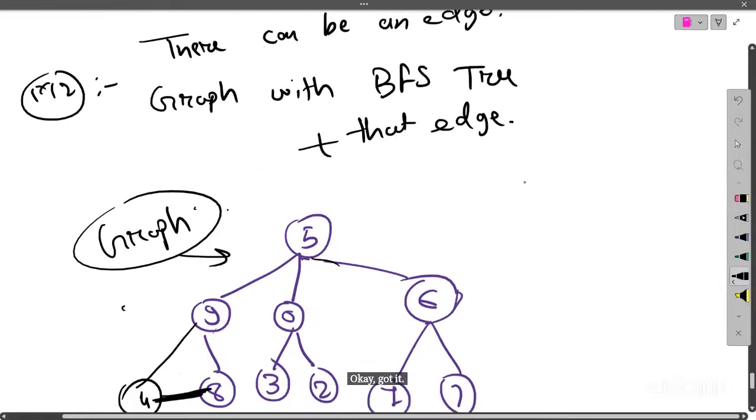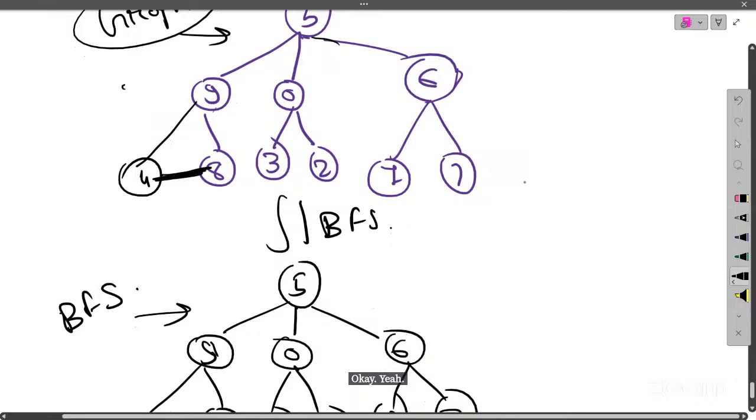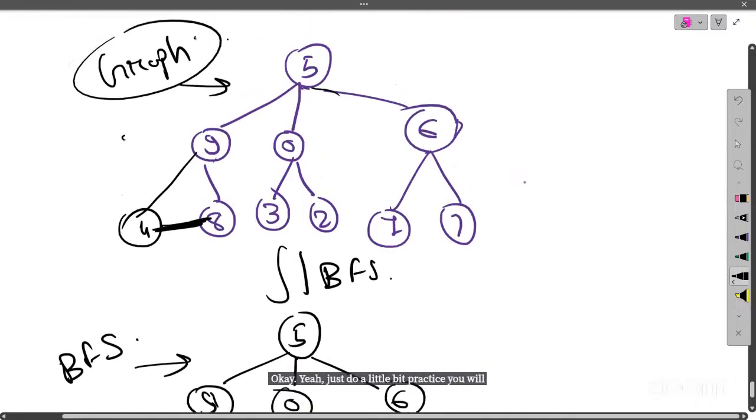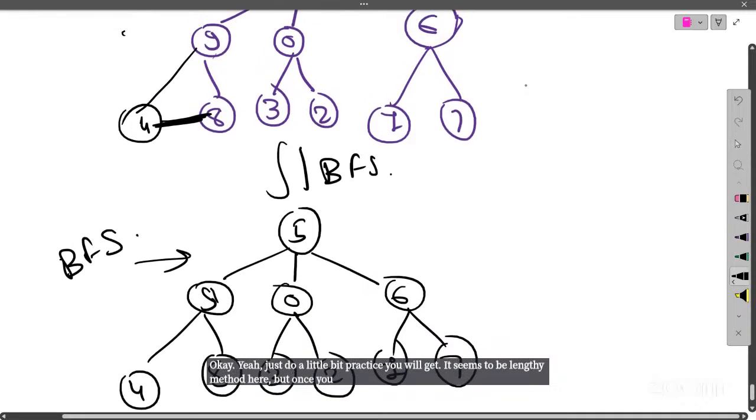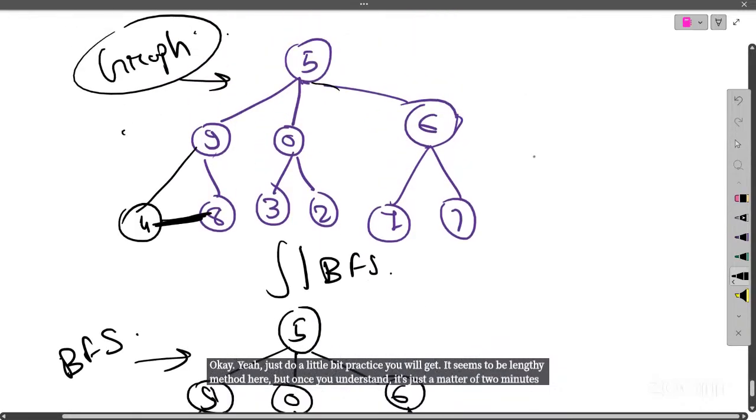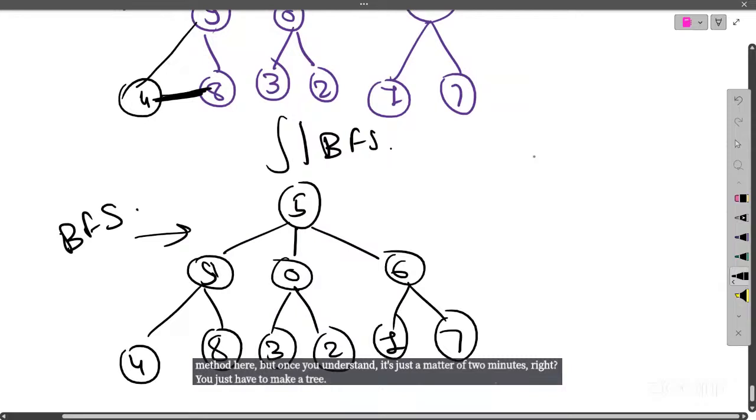Just do a little bit of practice and you will get it. It seems to be a lengthy method here, but once you understand, it's just a matter of 2 minutes, right? You just have to make a tree. It's easy. Simple. Right.